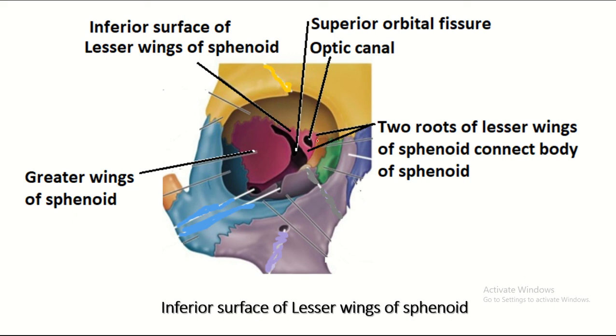The two roots enclose the optic canal, and in between the lesser wing and greater wing there is a big gap. This is known as the superior orbital fissure, and the lower part, this is the inferior orbital fissure.